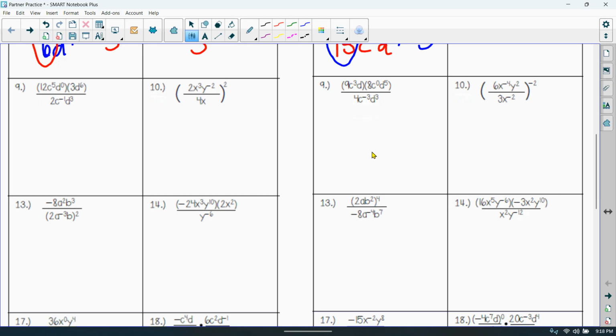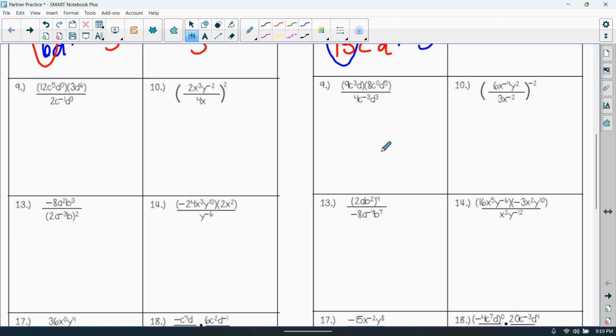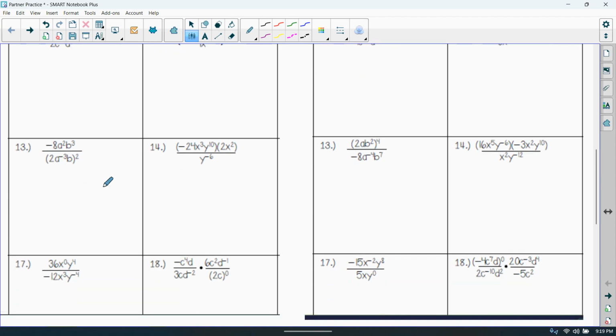If you have, I do want to talk about negative exponents. Let's see. On a problem like number 13, we're going to simplify the coefficients. Negative 8 divided by 2 is a negative 4. Let me just erase that part.